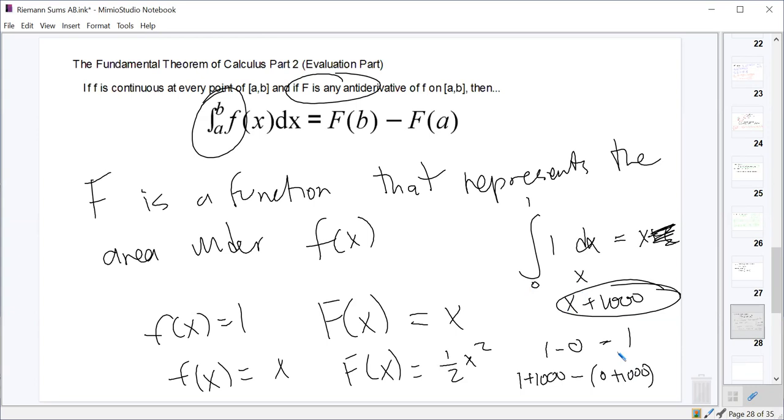Does that make sense? Yeah. I'm getting a little bit ahead of ourselves, I think, but hopefully that makes sense too.